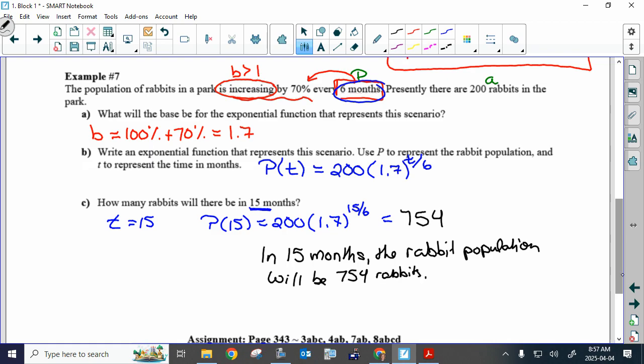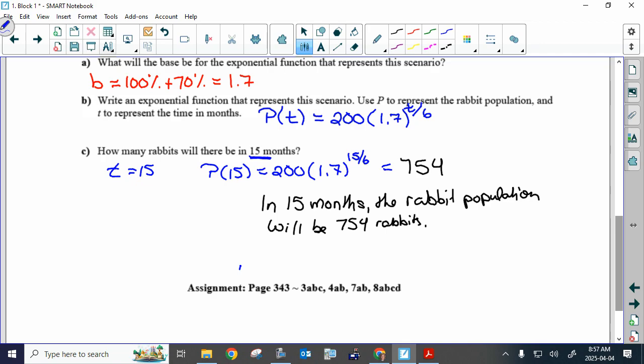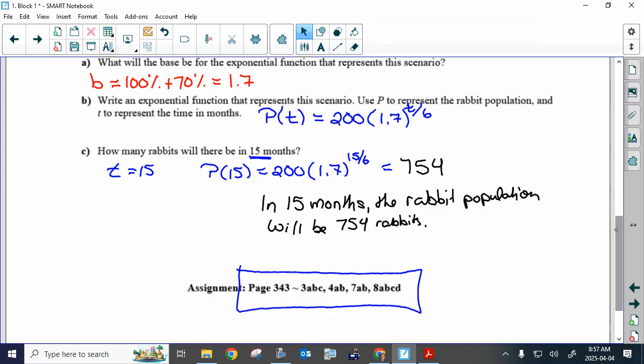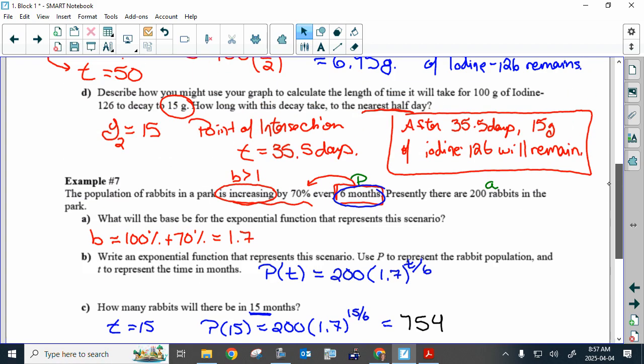And you always answer in context. If you're talking about rabbits, you have to say rabbits. If you're talking about fish, you have to say fish. So I just want to show you guys, and we had just done this 2 days ago. This is homework that I'll be checking on Thursday of next week, okay? But we stay on top of it. We do it every night. We come with questions the next day. Okay, do not let yourself fall behind.